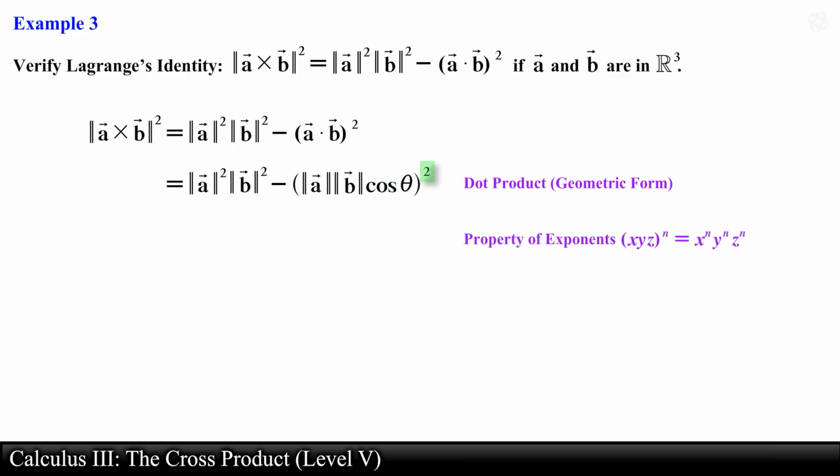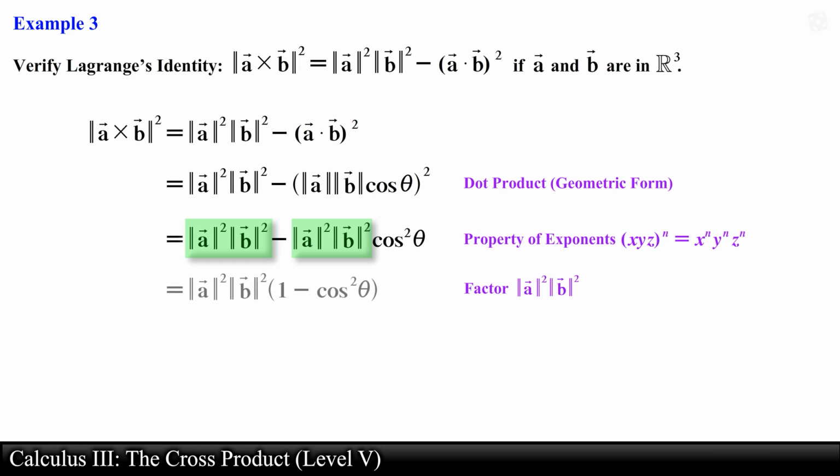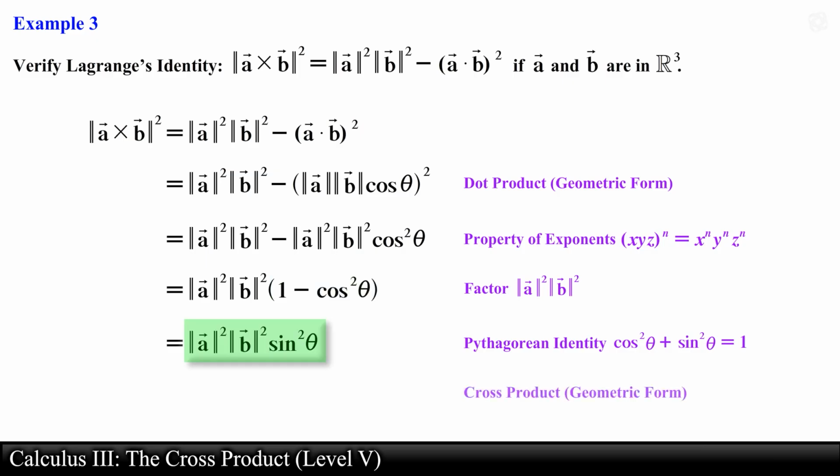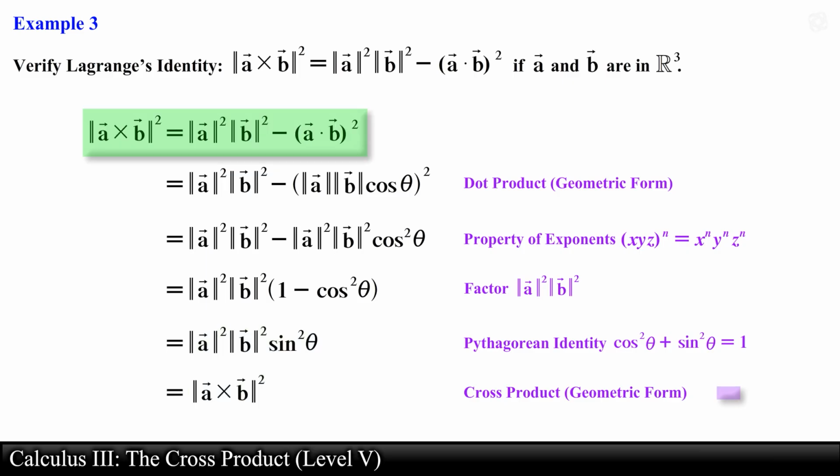Next, we use the property of exponents to rewrite this expression as follows. Then, we can go ahead and factor out the common factor as follows. We can now use a Pythagorean identity and replace the 1 minus cosine of theta squared term with sine of theta squared. Doing that, we obtain the following. Notice that this expression is nothing more than the magnitude of the cross product between vector A and vector B squared. And this ends the proof. This identity will be useful to prove the geometric property of the cross product in the next video.